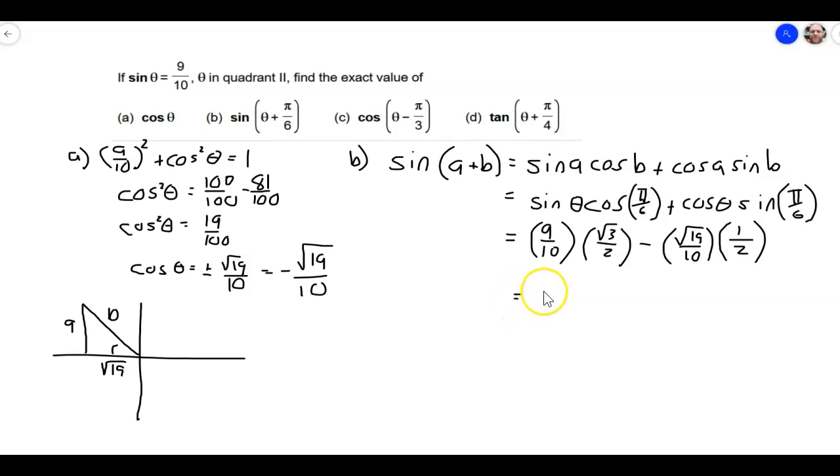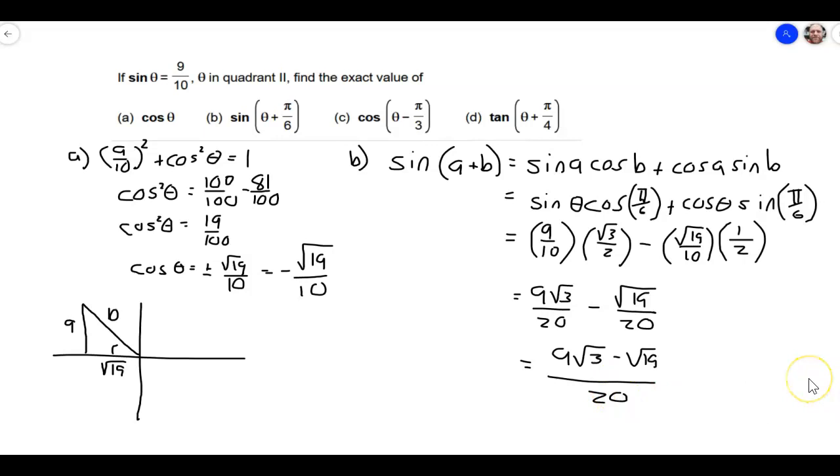All right, and then we just really have to combine. So this is going to equal 9√3 all over 20 minus square root of 19 all over 20, which is equal to 9√3 minus root 19 all over 20. All right. So that's the second one.